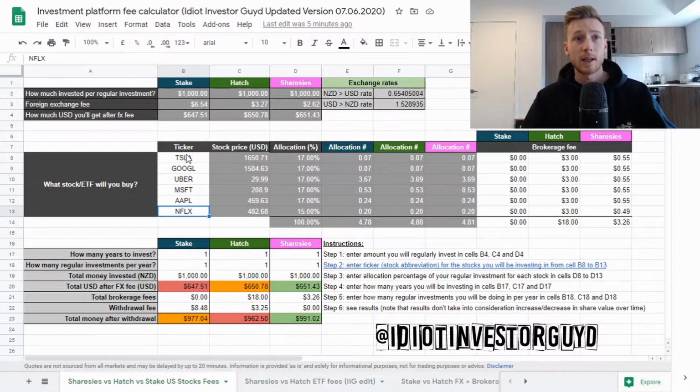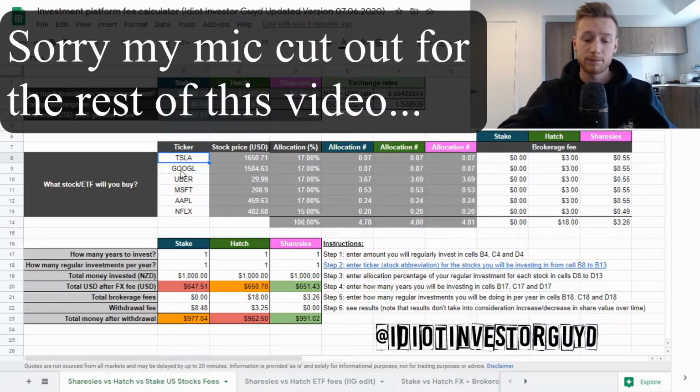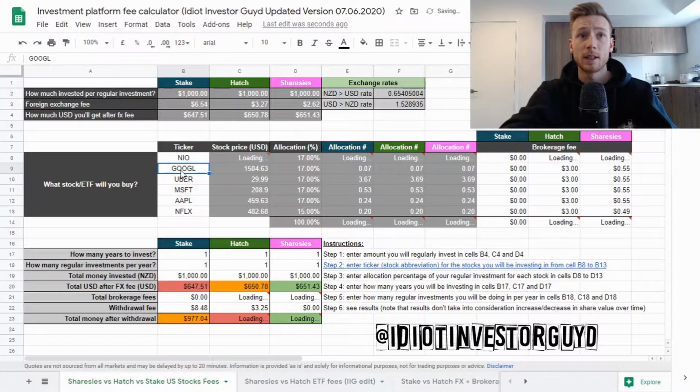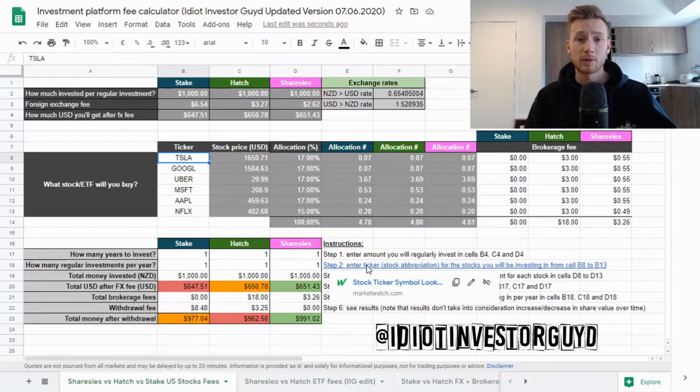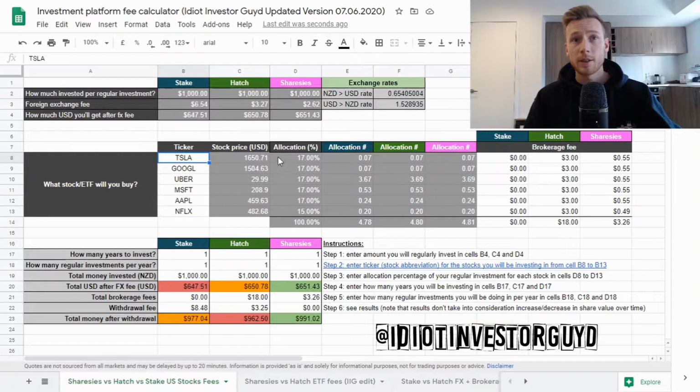Down here, you just put the ticker symbol in for whatever stock you want to be investing in. Say, for example, I wanted to do NIO, which is another electric vehicle. I put the ticker symbol in, and that will load up the stock price at the time. So this is all automated. Down here there's a link you can go to through MarketWatch that'll tell you what the ticker symbol is for different companies, or you can just Google it and you'll be able to find it pretty easily. You don't have to have all of these fields filled out.